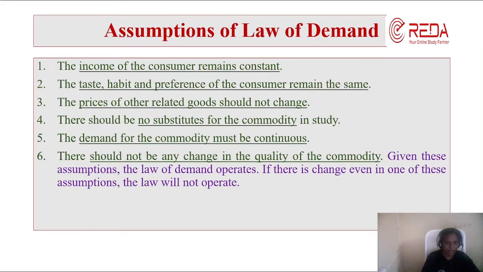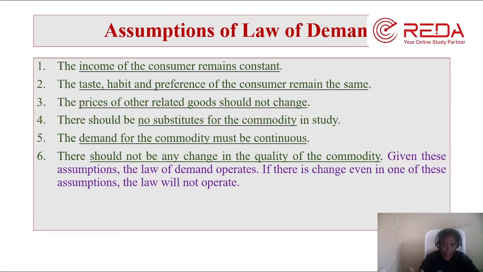Okay, my habit should be the same. All those things he is keeping as a constant. Okay, the next one is the price of other related goods should not be changed. Yes, there should not be any change in the price of the other related goods. So some other commodities also will be there when I go into purchase of a single commodity. So all those prices should not change.